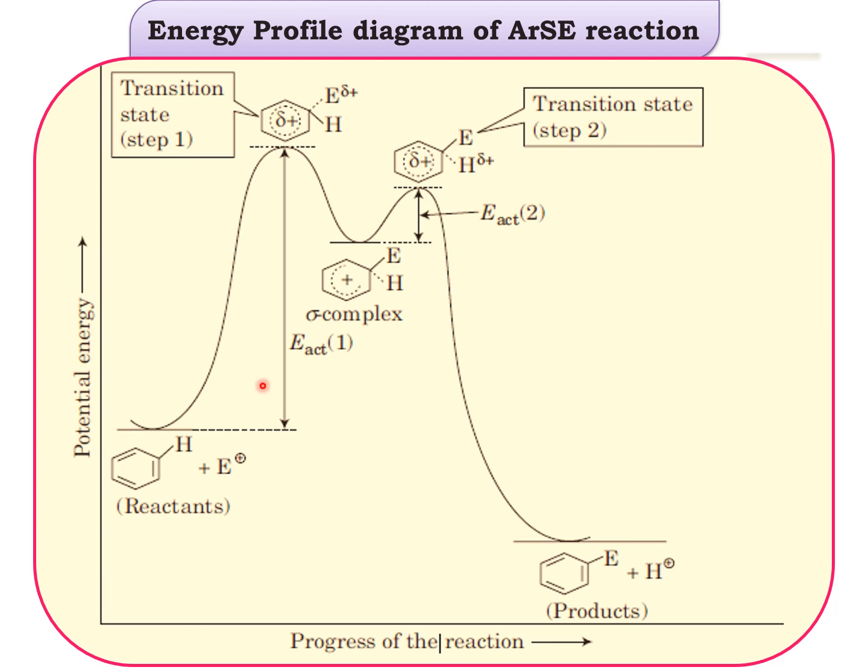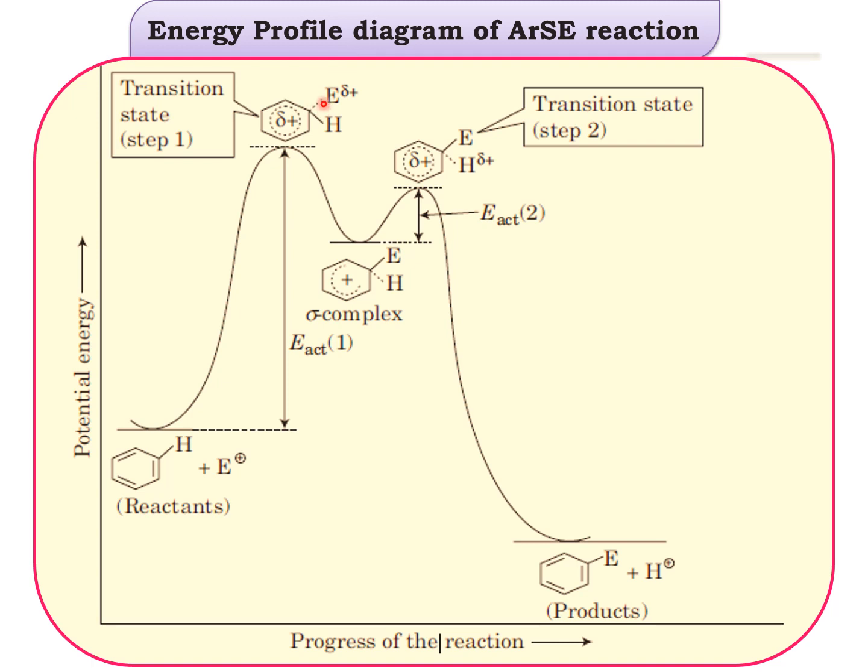Here we are seeing the energy profile diagram for aromatic electrophilic substitution reaction. This is the diagram of potential energy versus progress of the reaction. The potential energy for the reactant was found to be more than the product. With the reactant, an electrophile is just coming close together to form a bond.